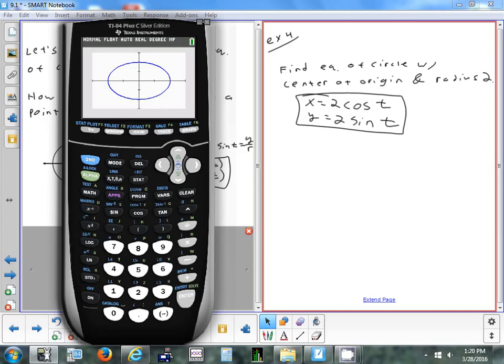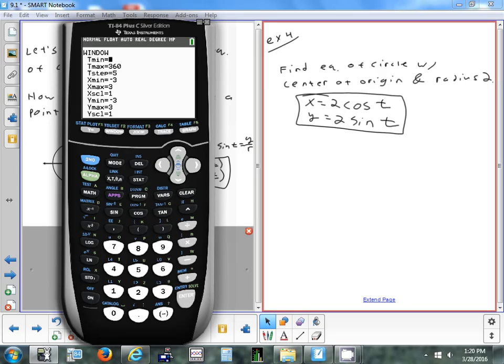All right, now the t-step. What the t-step is, it tells the calculator how often to graph a point. So this calculator is going to graph every angle from 0 to 360 going by 5s. So it's going to plug in 0 for t, then 5, then 10, then 15, then 20, then 25, all the way up to 360.